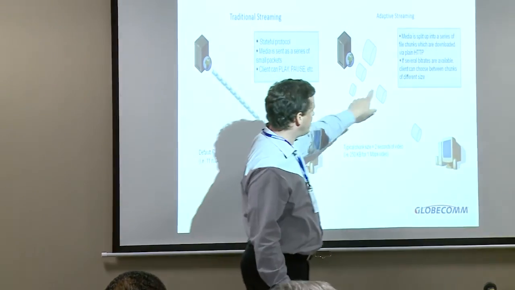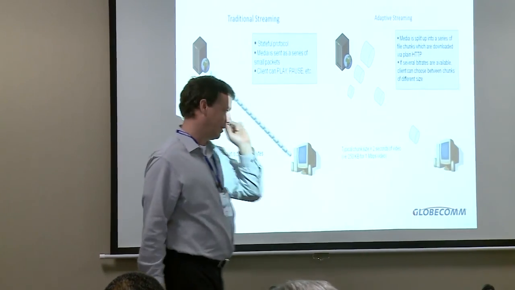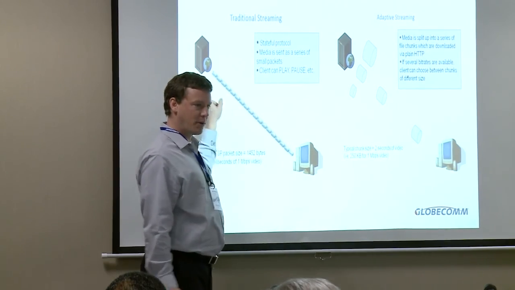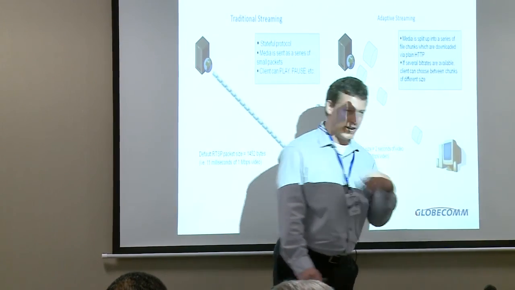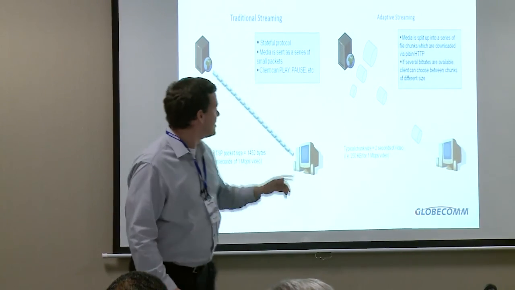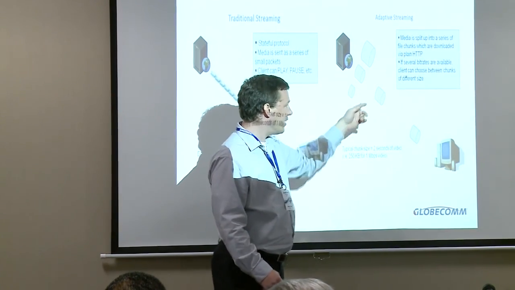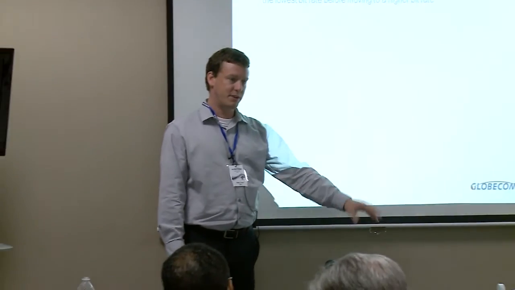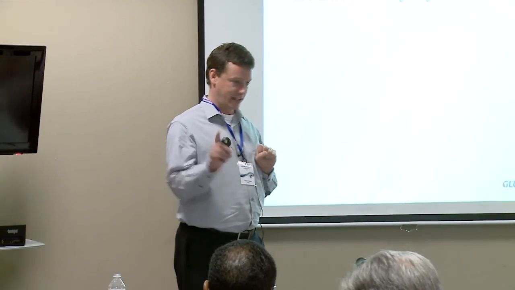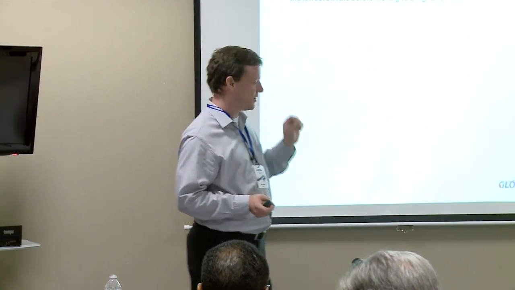What it means is that each one of these chunks is just a traditional file download. So rather than a proprietary protocol, each chunk can be fetched through an HTTP GET. What happens is the client starts by picking usually the lowest bit rate, or at least one of the lower bit rates, because it can get it very quickly. That means you don't have to wait for the buffering, because it downloads as fast as it can.